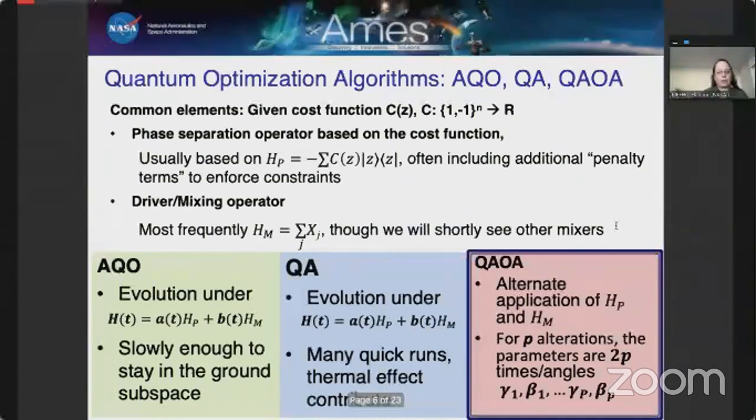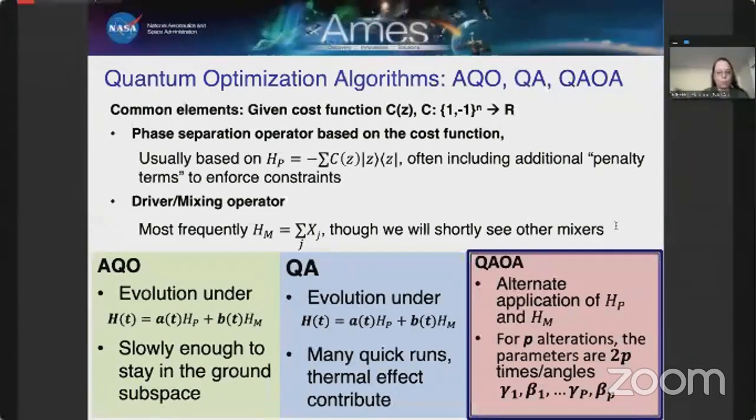There are ties between all of these approaches to quantum optimization algorithms. We have a phase separation operator that's based on the cost function, often just a direct translation of the cost function to a Hamiltonian, but it can also include penalty terms to enforce constraints, and some sort of mixing operator, most often the transverse field, which is just the sum of the X operators, but we'll shortly see the importance of other mixers. So just to set the stage, I think everybody here knows about these different approaches. So in the interest of time, I'll just continue on.